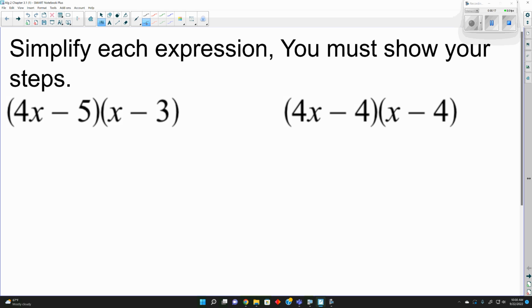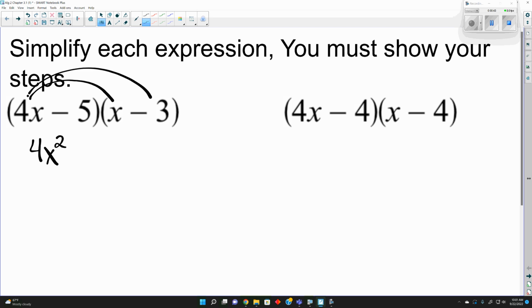All right, guys, what we're looking at today, Monday and Tuesday, is going to be the same thing. We're dealing with factoring. Now, we've done this part here before, because if we want to simplify these expressions, we distribute it out. So we would do 4x times x, and 4x times x is 4x squared.